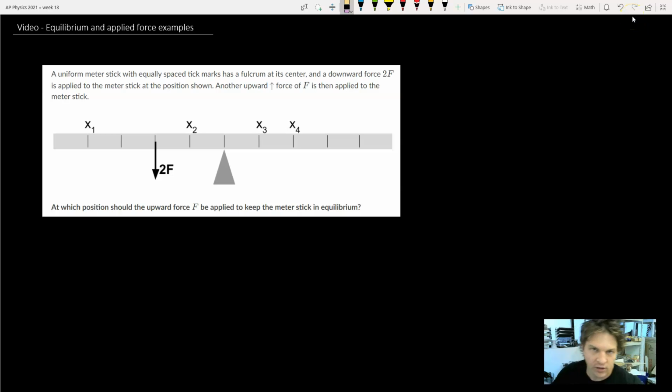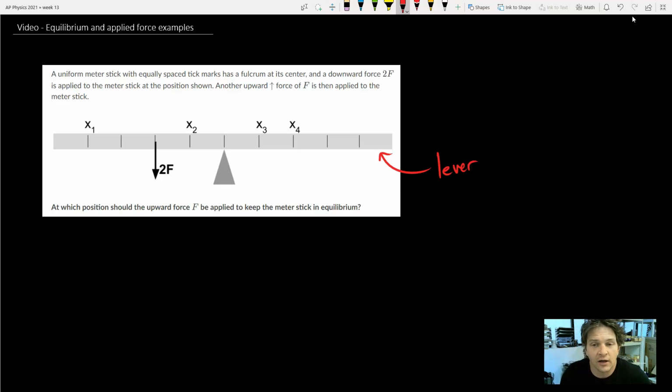So let's see how we apply some of these equilibrium concepts into doing some of the Conskill problems. Here, imagine this like a teeter-totter, the thing that little kids bounce up and down on the playground. This is essentially a teeter-totter. Remember this, if we want to use our physics terms, this thing right here is called the lever.